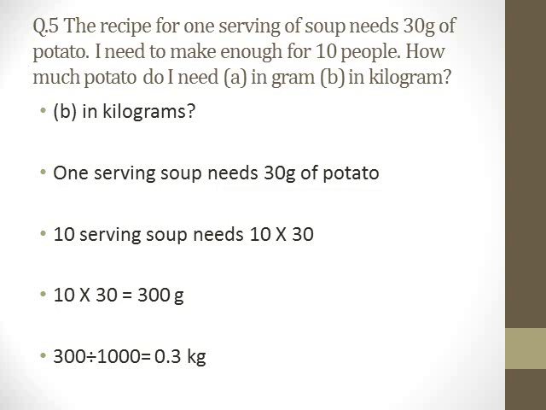So the answer is in grams. Why in grams? Because the question tells you that one serving of soup needs 30 grams, so that's why this answer is in grams. But now you have to convert it into kilograms. So you know the basic fact: 1 kilogram is equal to 1000 grams. So when you divide it by 1000, you will get the answer in kilograms.